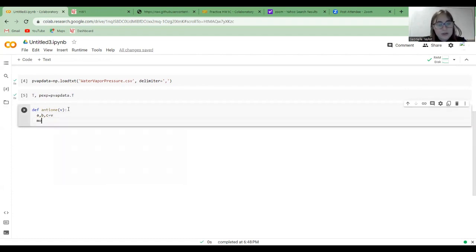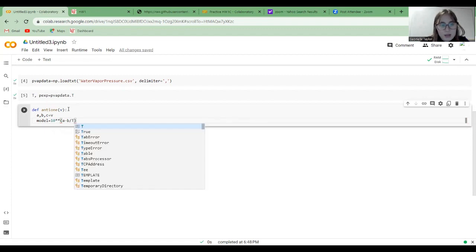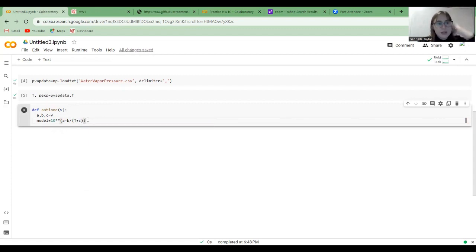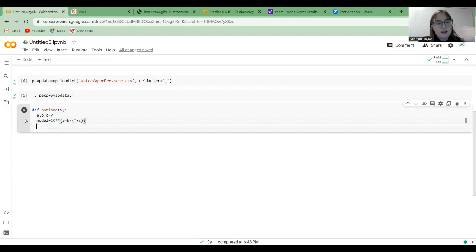So our model is going to equal Antoine's equation. So 10 to the A minus B divided by T plus C. T plus C. Okay. So this is Antoine's equation.